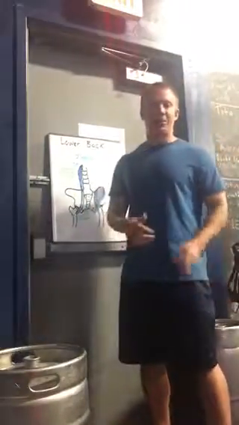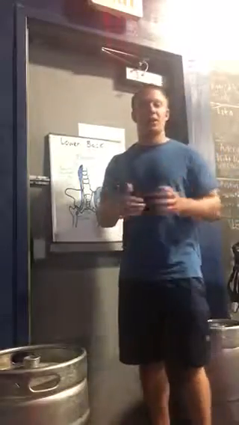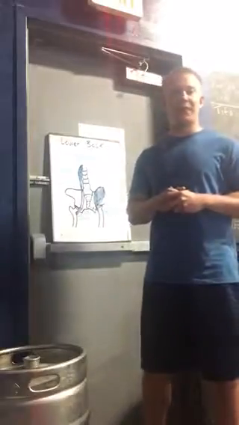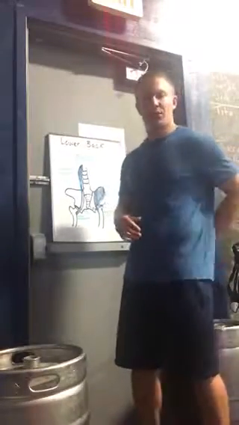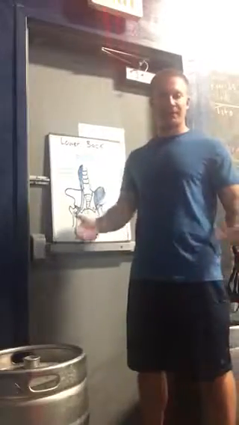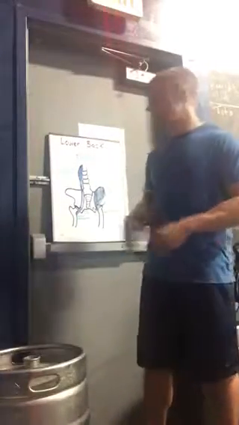The psoas minor, which is a little bit smaller, goes from your T12 to your L1, so your thoracic number 12 vertebrae to your L1, which is your lower lumbar, your lower back, and it inserts on your pelvis. So your pubic bone or your pelvis, it inserts there. It doesn't go down as far as the psoas major.